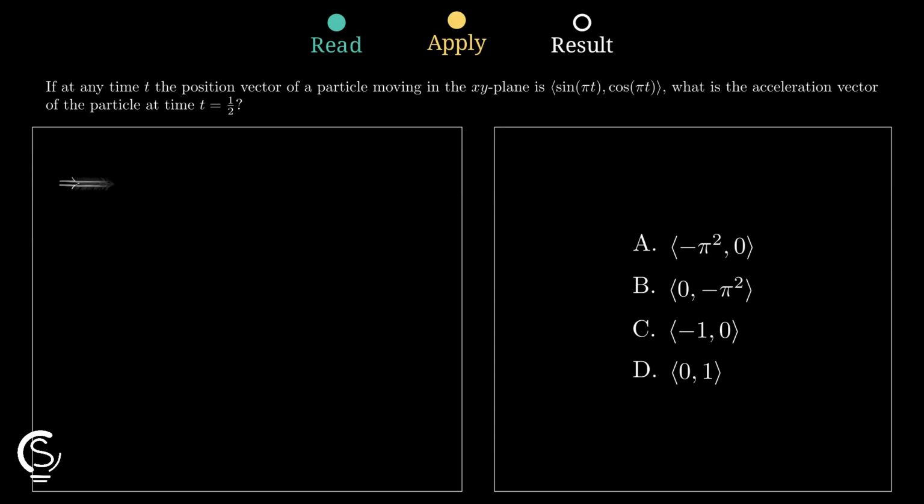Next, we take the derivative of the velocity vector to find the acceleration. This second derivative results in negative pi squared times sine and negative pi squared times cosine for our components.